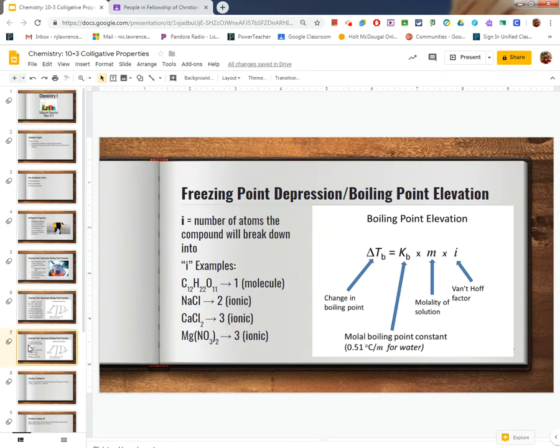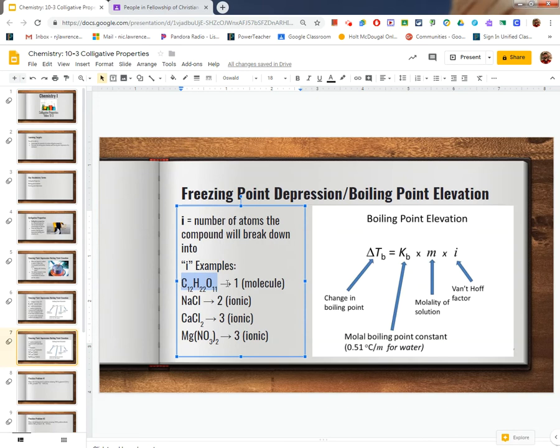To give you some more practice on this, again, this is a really easy concept. You just got to see it and you'll grasp it. It's the number of particles the compound will break into. So here are some examples. Here is sucrose. This is a covalently bonded compound. It's a molecule, so therefore its Van't Hoff factor would simply be 1. When you put sodium chloride into water, it will break down into sodium and chloride. So the one ionic compound will break down into 2 particles, the sodium ion and the chloride ion. Since it goes from one ionic compound into 2 things, your Van't Hoff number would be a 2 because it's ionic.